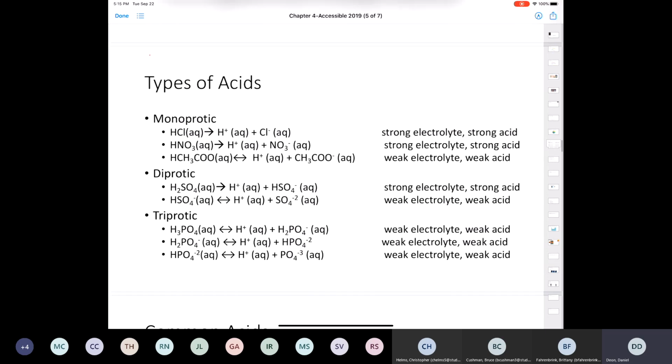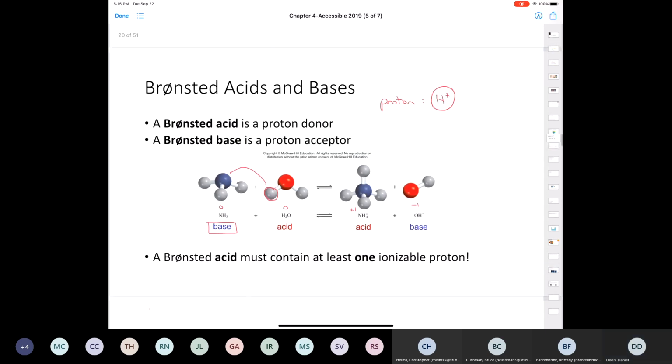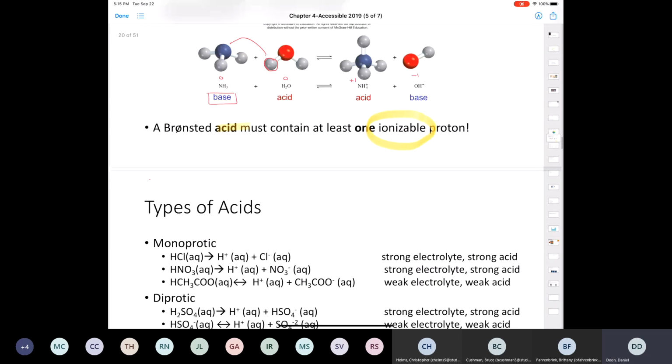I want to back up just to make sure you're on the same page with me. Notice that it says a Bronsted acid has to have at least one ionizable proton. That means that in some acids, not every single proton in the molecule is an ionizable proton. Not every single hydrogen atom will be able to make H+. Okay, that's all I'm saying. And you're like, give me an example. Sure, coming right up.